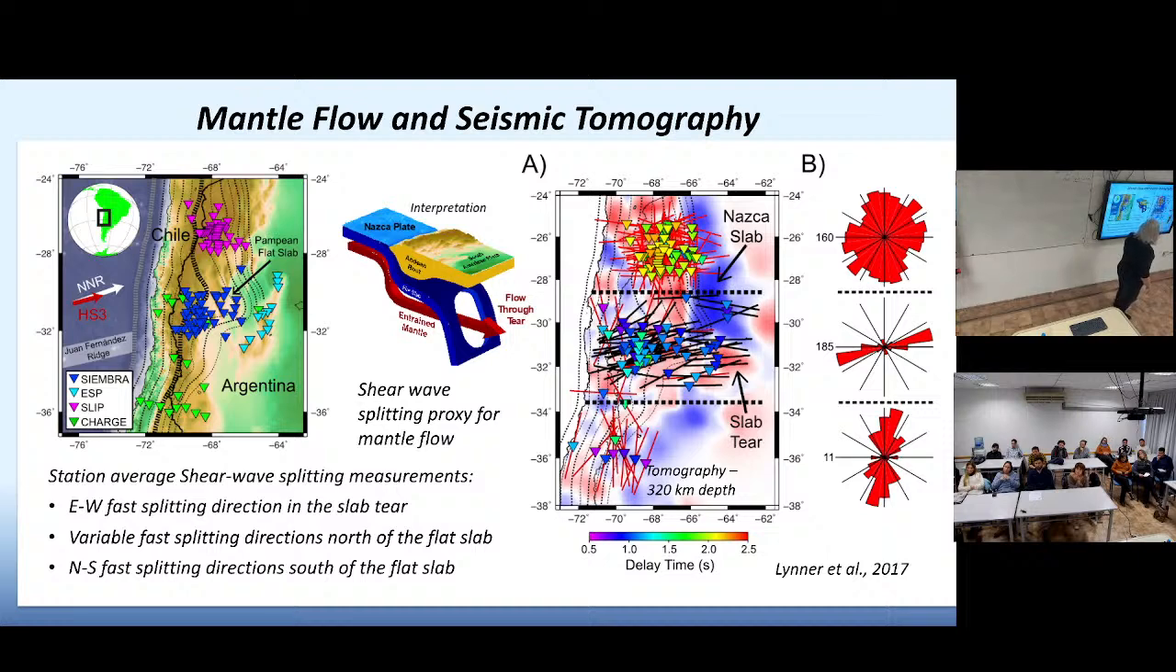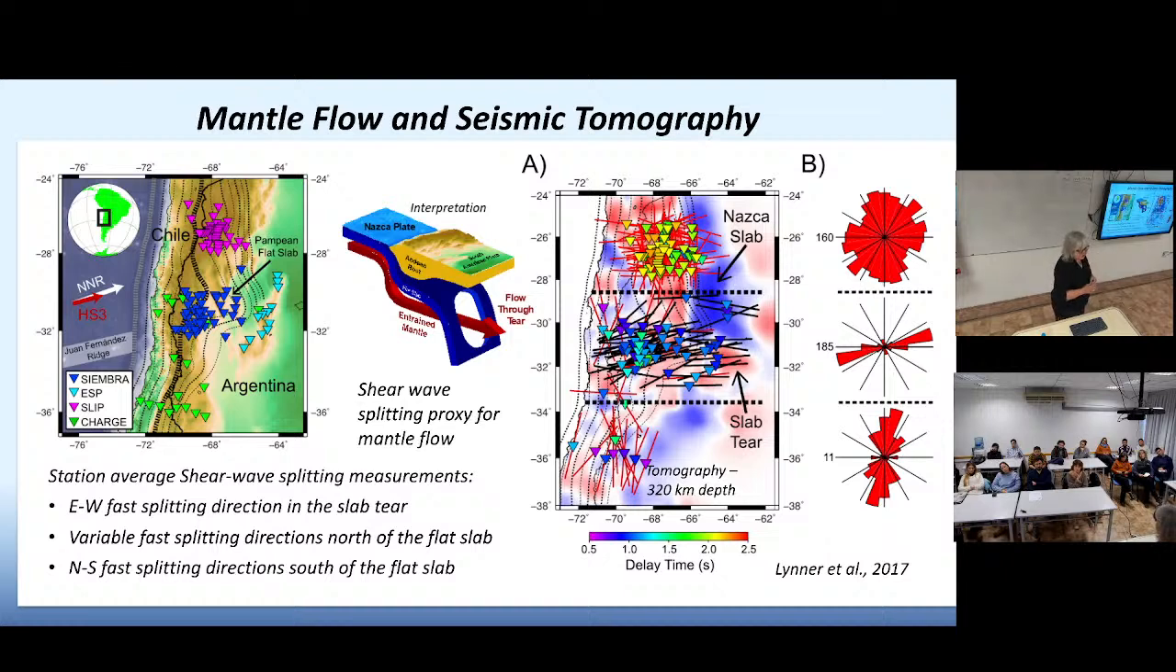So what we suggested was that this fast direction that's sort of east-west is mantle flow going through that tear, and that we can see it with the difference in the SV and SH propagation. One direction's faster than the other because of the olivine. And it's one of the best examples I've ever seen for changes in flow so quickly.